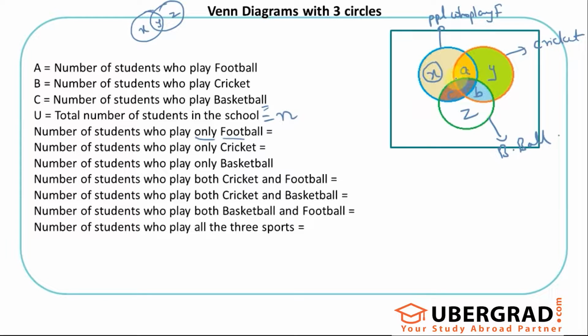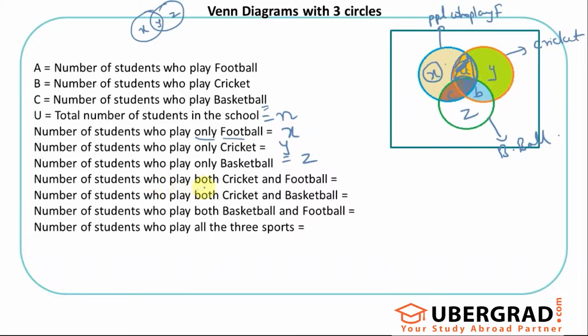That is this, because it's not overlapping with other. So this A is this part, right? That is, this part is overlap of football and cricket. C is overlap of blue and green circle and not the red circle. So that's why it's basketball and football. And B is overlap of cricket and basketball only, and P is overlap of all 3 circles. That's basically people who play all the 3 sports. So number of students who play only football is X. The number of students who play only cricket is Y. The number of students who play only basketball is Z.